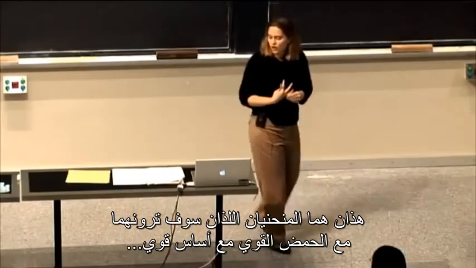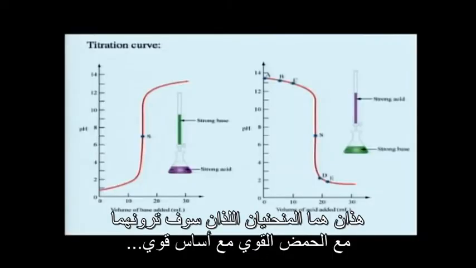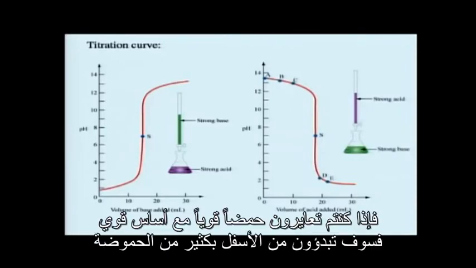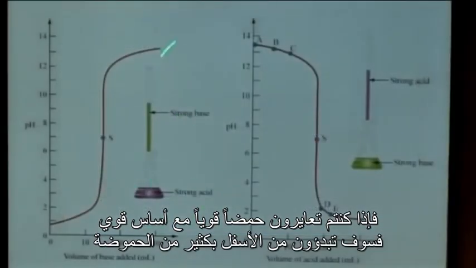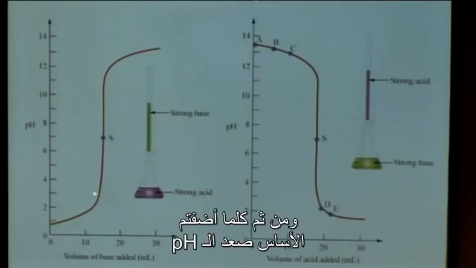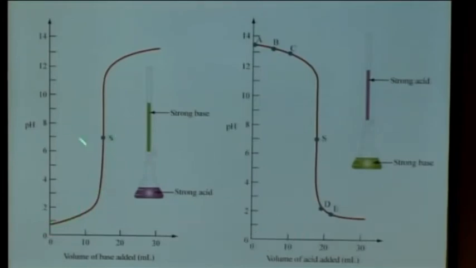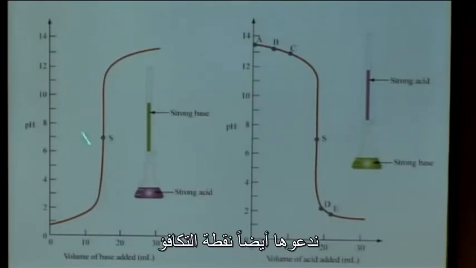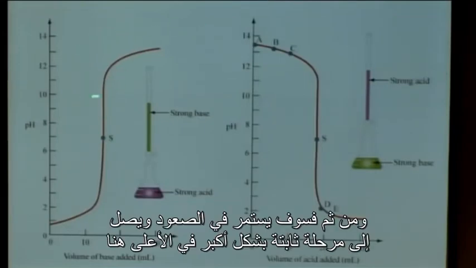So here are the 2 curves that you would see for either a strong acid with a strong base or a strong base with a strong acid. If you're titrating a strong acid with a strong base, you're going to start down being very acidic because all you have is your strong acid. And then as you add in base, the pH will go up. You'll reach this point. S is for the stoichiometric point. We also call this, again, the equivalence point. And then it'll continue to go up and then start to level off a bit more up here.